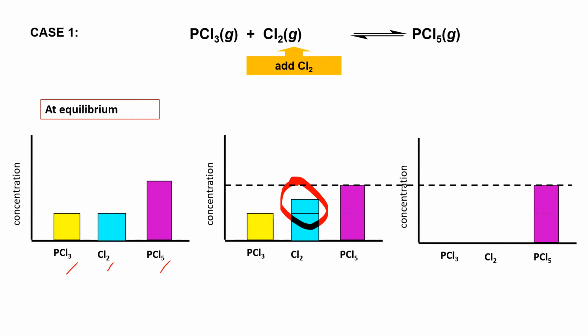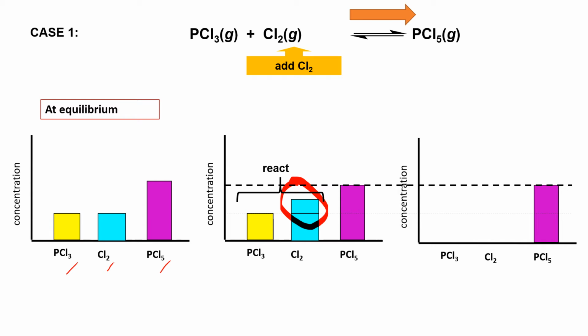So how do we reduce the disturbance? We must decrease the concentration of Cl2. How do we decrease the concentration of Cl2? We must consume Cl2. Consume means that PCl3 will react with Cl2 to produce PCl5. So the system shifts to the right and produces PCl5.